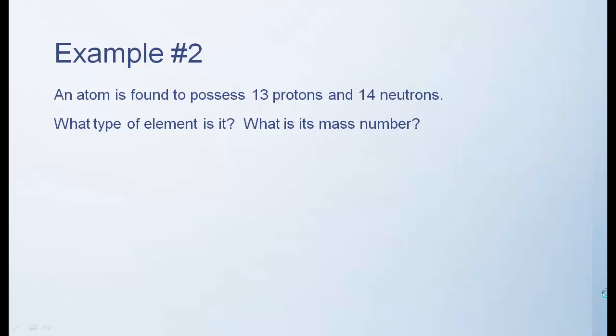In this case I tell you that an atom has 13 protons and 14 neutrons. What type of element is it, and what is the mass number? In order to identify the atom, all we have to do is look at the periodic table. We find an element with the atomic number 13, and we know that that is aluminum. The second question about the mass number: remember, the mass number can be found by taking the number of protons and the number of neutrons and summing them up, and we get 27. So this atom is aluminum 27.